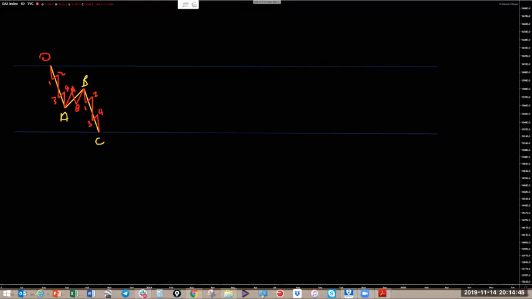Wave A can be either an impulsive wave or a leading diagonal. So as we've learned, you can also get a leading diagonal in wave A. So this wave A can also be a diagonal instead of an impulse. All right, so let's carry on with the rest of the rules. So it can be an impulsive wave or a diagonal.